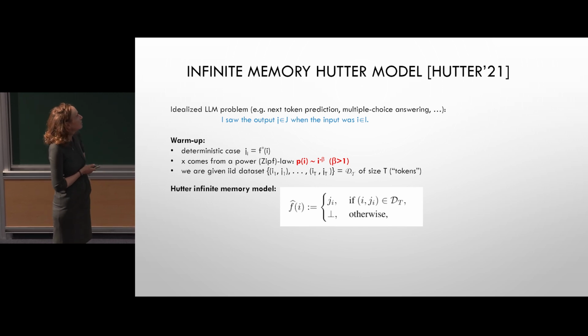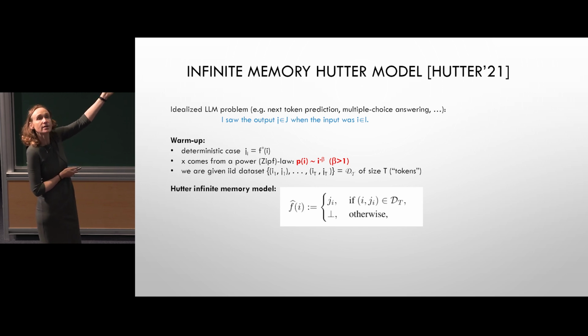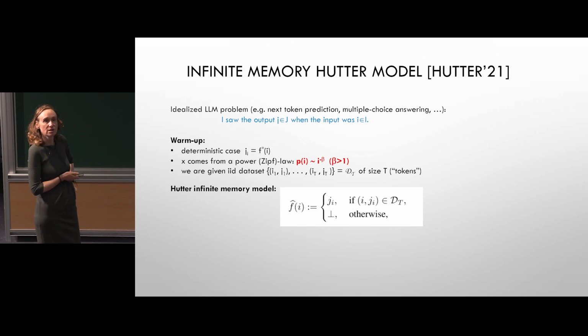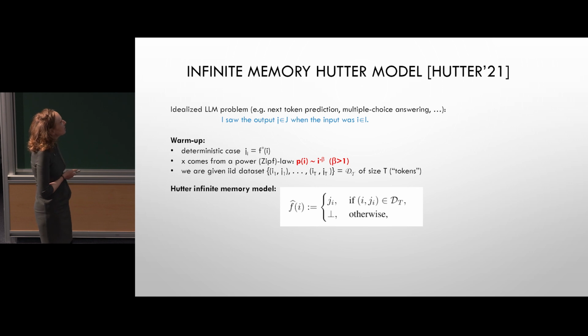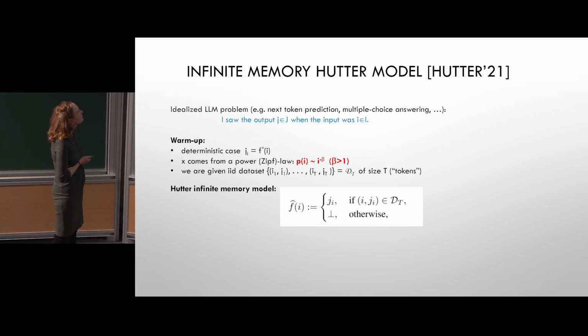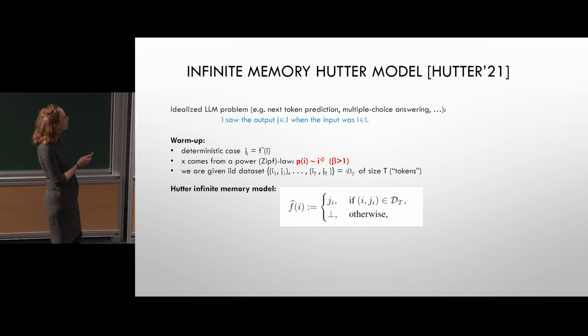So what does it mean? Here is data that comes from a Zipf law distribution. So the probability that you get some, say, integer number i, scales inversely with the power, i to the minus beta. And we're given an IID data set with some label for each of these. And these are, say, our tokens.